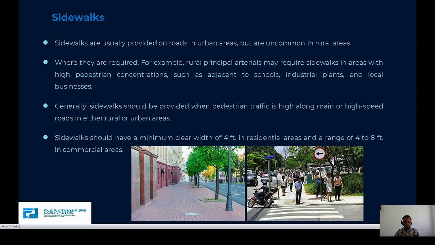And also we have the minimum clearance width for sidewalks. For residential areas it is 4 feet, and for commercial areas, where the number of pedestrians increases, the size will also increase, up to 8 feet.